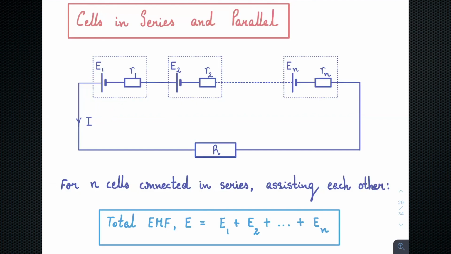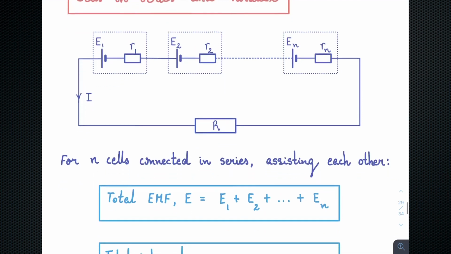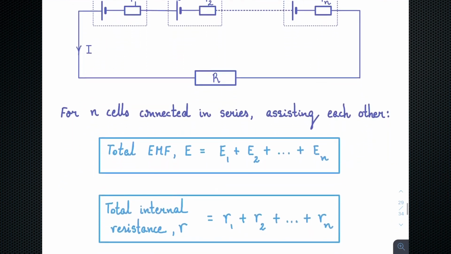So we have total EMF E, which is equal to E1 plus E2, and so on. And so is the total internal resistance. So if R1 is the internal resistance of battery 1, R2 of battery 2, and so on, then we have the total internal resistance R, which is R1 plus R2 plus up to the end battery.